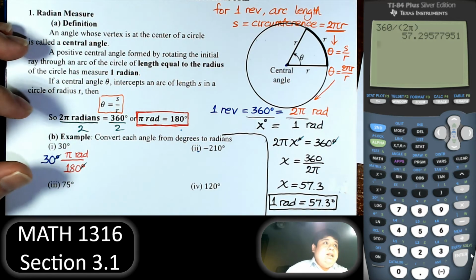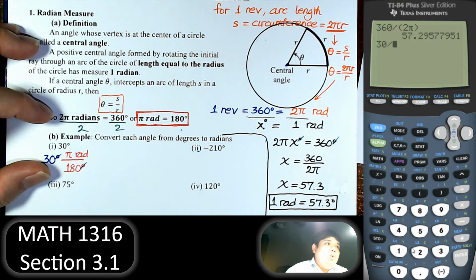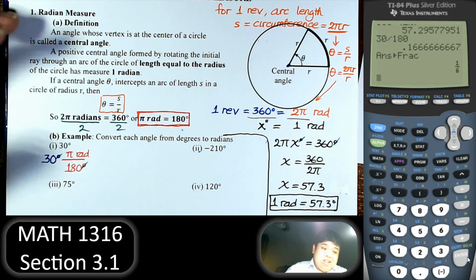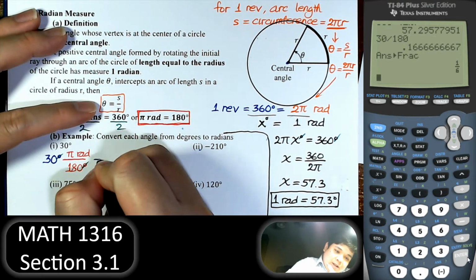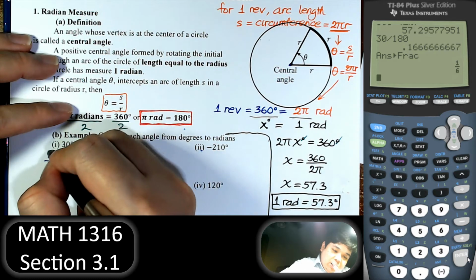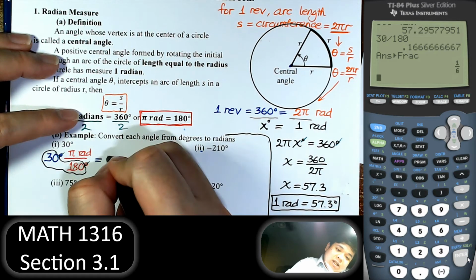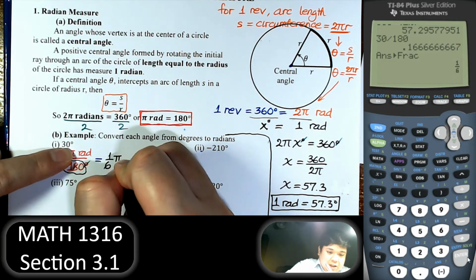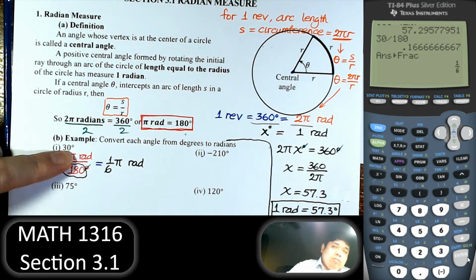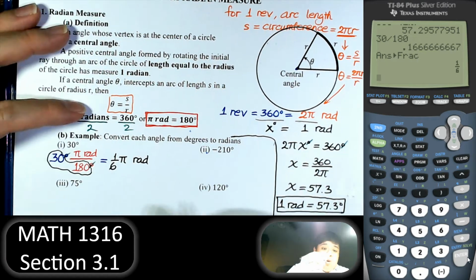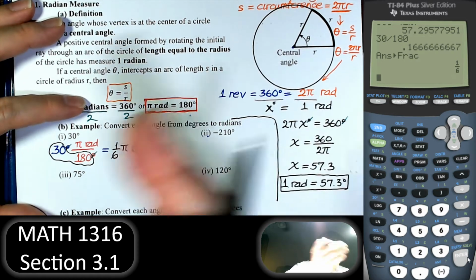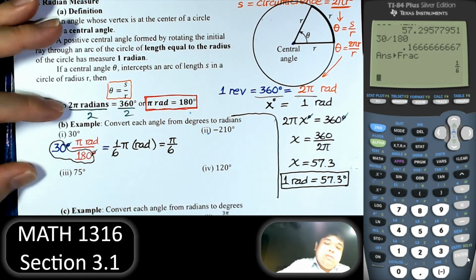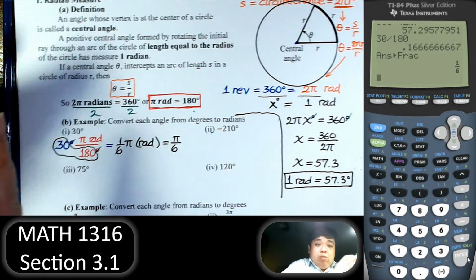30 divided by 180. Convert to fraction. It's 1 over 6. So if you combine the numbers, 30 divided by 180 is 1 over 6. And we're still left with pi radian. Again, radian, we can keep it there or take it out if we don't want to. So just say it's pi over 6. Alright, so that is how we convert from degree to radian.